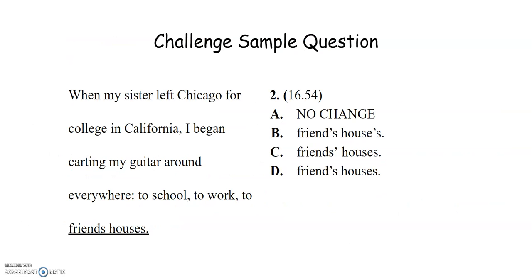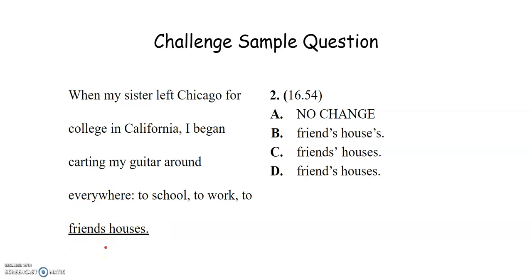We're going to do one more sample question together. Go ahead and read through. When you see this, I began carting my guitar around everywhere, to school, to work, to friends' houses. Same thing. Do the houses belong to somebody or something? They do. They belong to the friends. The friends own the houses.